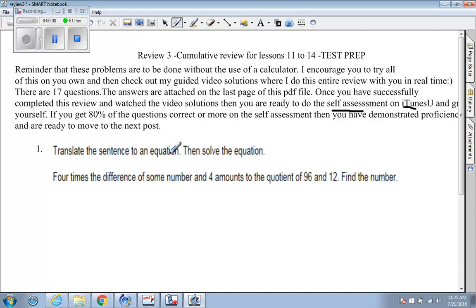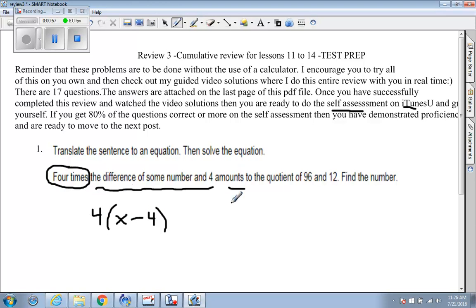Translate this sentence into an equation and then solve the equation. 4 times the difference of some number and 4. Well, I'm going to ignore this 4 times temporarily. How do you say the difference of some number and 4? Okay, so we know that is x minus 4. So the difference of some number and 4, but you want 4 times that difference. So we're going to put a 4 out front of these parentheses. Amounts to, means equals, the quotient of 96 and 12. And hopefully you're thinking that's 96 divided by 12. Okay, it says find the number.